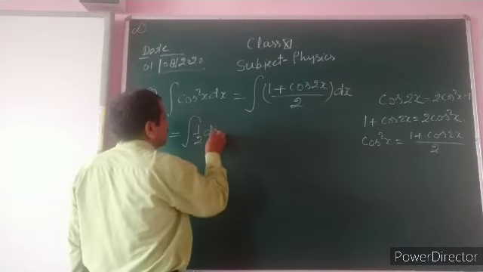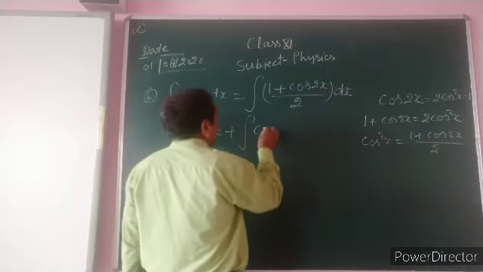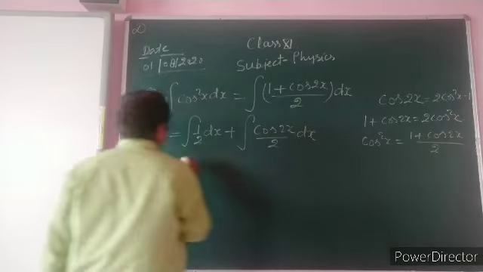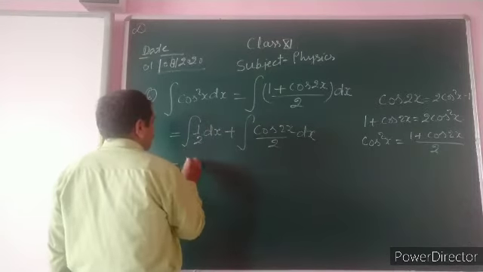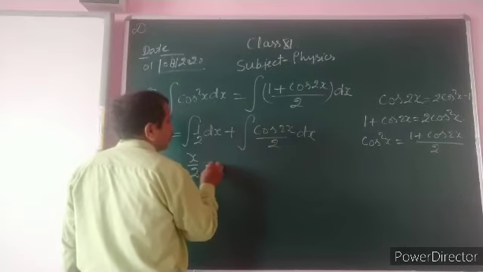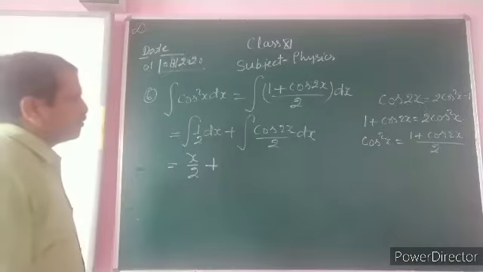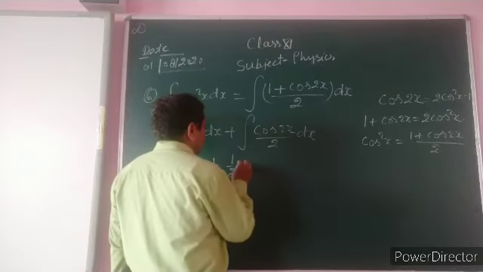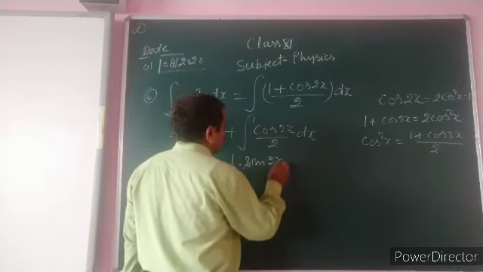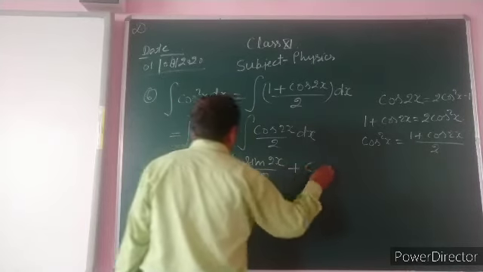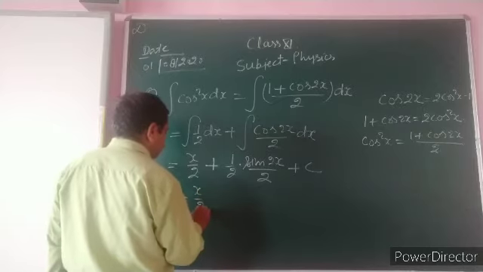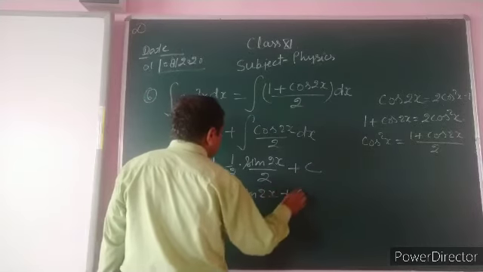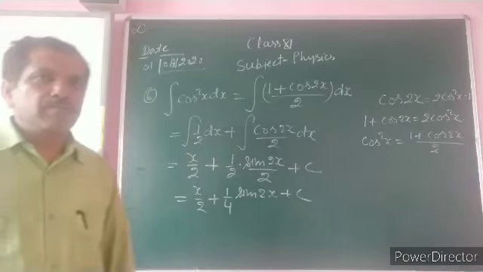So the integral equals integral of 1 upon 2 dx plus integral of cos 2x upon 2 dx, equals x upon 2 plus the integral of cos 2x, which is sin 2x upon 2. So 1 upon 2 into sin 2x upon 2 plus c equals x upon 2 plus 1 upon 4 sin 2x plus c. This is the answer of the given question.